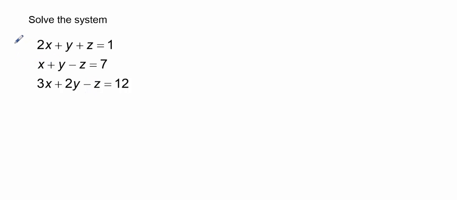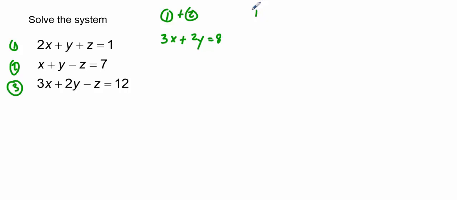What I typically do on all these is label my problems. So 1, 2, and 3. And then I note in this case it's set up pretty nicely for me because I see opposites all over the place. I'm going to take equation 1 and equation 2 and add them. In so doing, I get 3x plus 2y. The z's are going to go. It's equal to 8. And then I'm going to take equation 1 and equation 3 and add those. And you'll notice I get 5x plus 3y, z's go again, equal to 13.